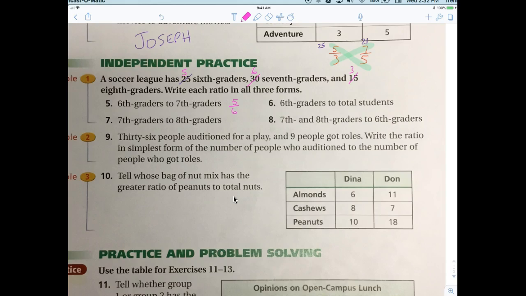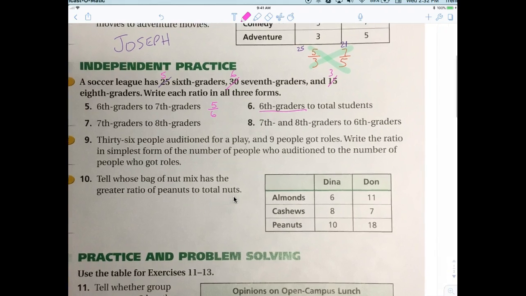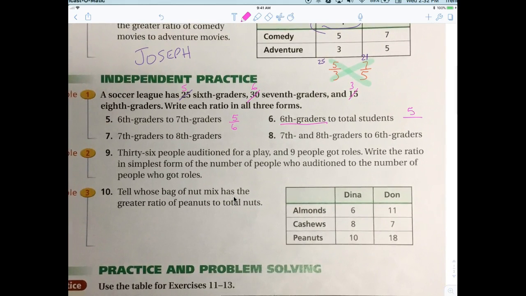Now 6th grade to the total. That would be 5 over 9? How many is 6th graders? 5. And how many 5 over total would there be? 5 over 14. Beautiful. Why is it 14? Because it says total. That's what I'm saying.